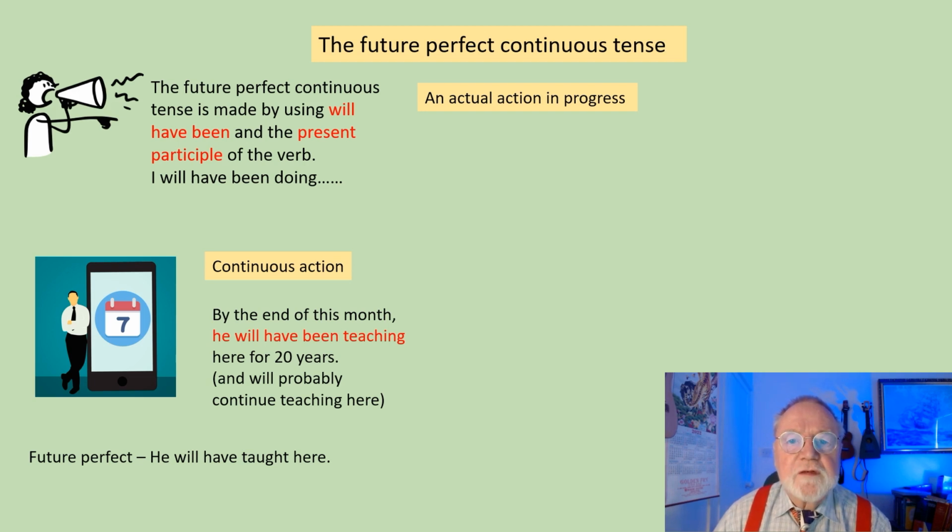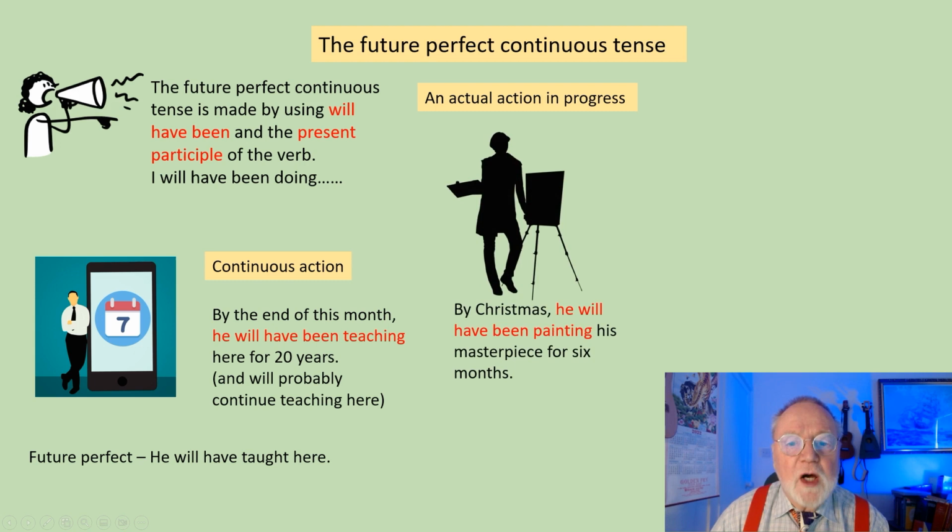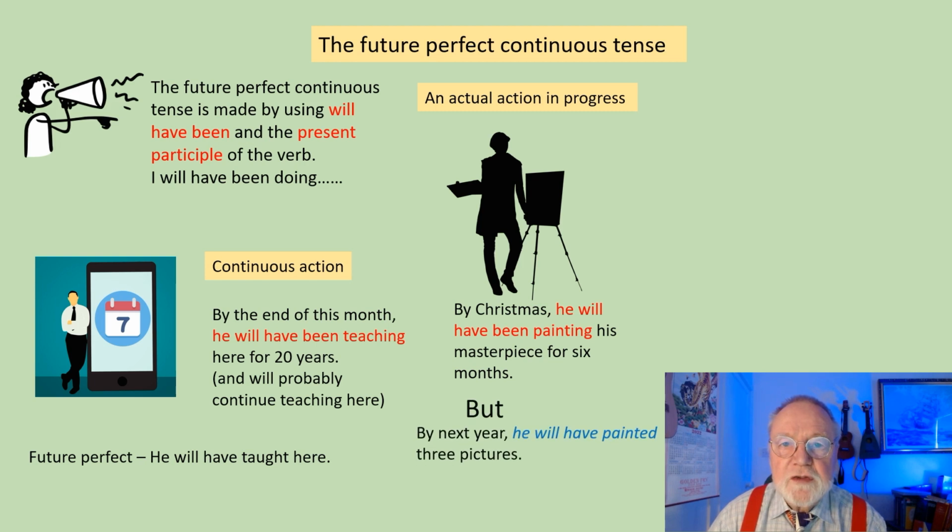It's very slightly different when we have an actual action in progress. For example, a painter painting his picture. By Christmas, he will have been painting his masterpiece for 6 months. Now that's future perfect continuous, but if you mention the number of paintings, then you have to change to the simple future perfect. By next year, he will have painted 3 pictures.